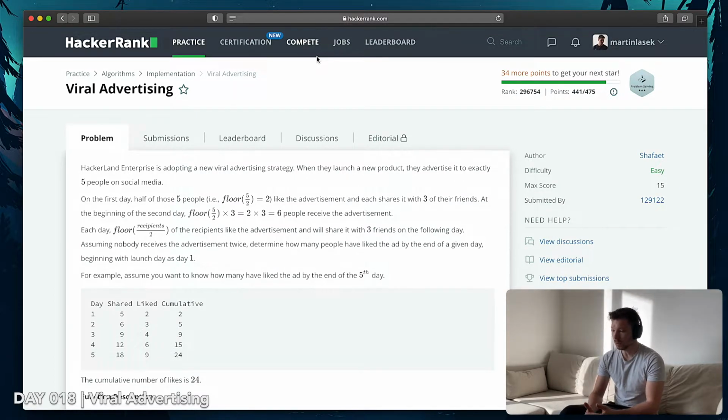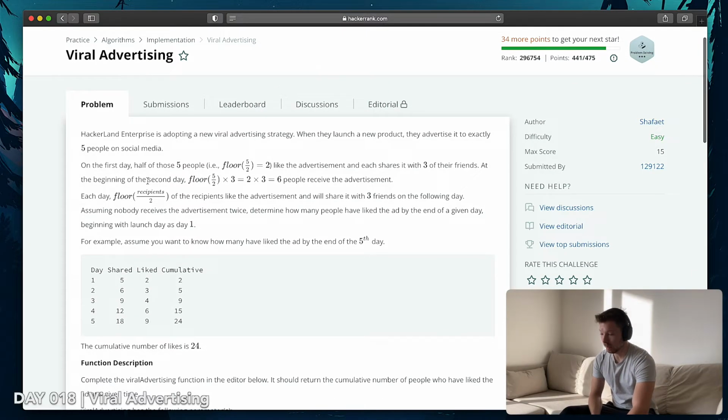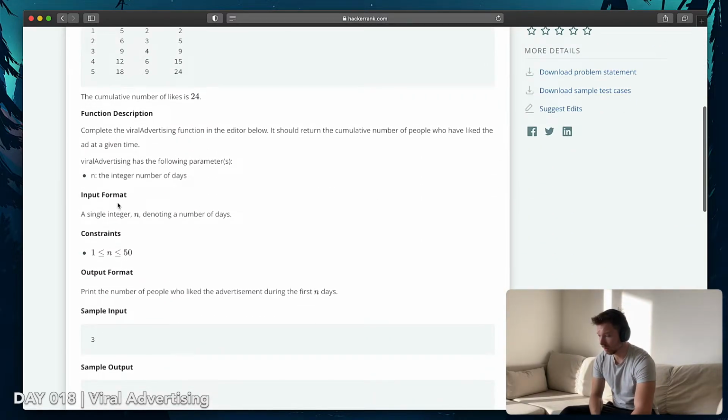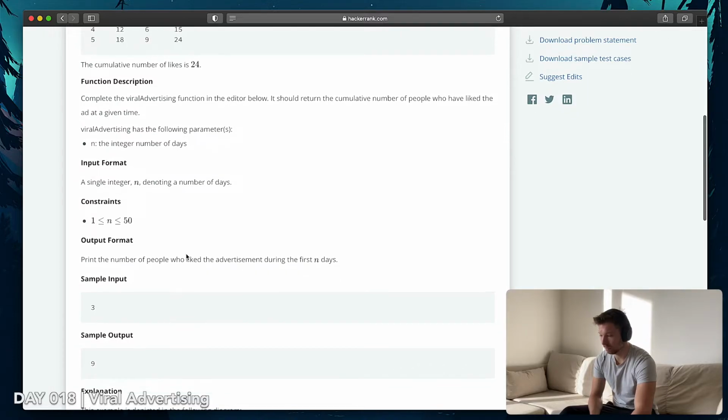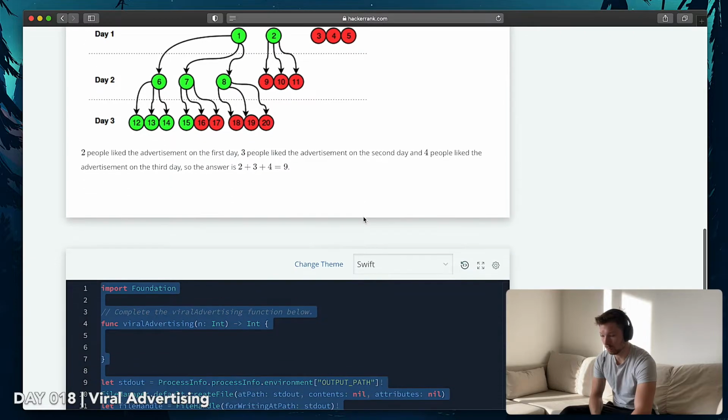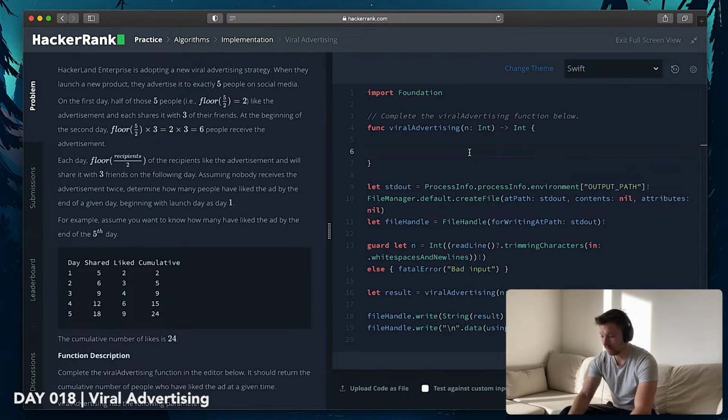For example, assume you want to know how many liked the ad by the end of the 5th day. Beginning of the first day, 5, and then divided by 2 is 2, so 2 have liked it. Then beginning of the second day, 6, and by the end of the day, divided by 2 is 3, so 2 plus 3 is 5 liked it. And n is never bigger than 50, and then I'll print the number. We return it. Okay, let's get to it.